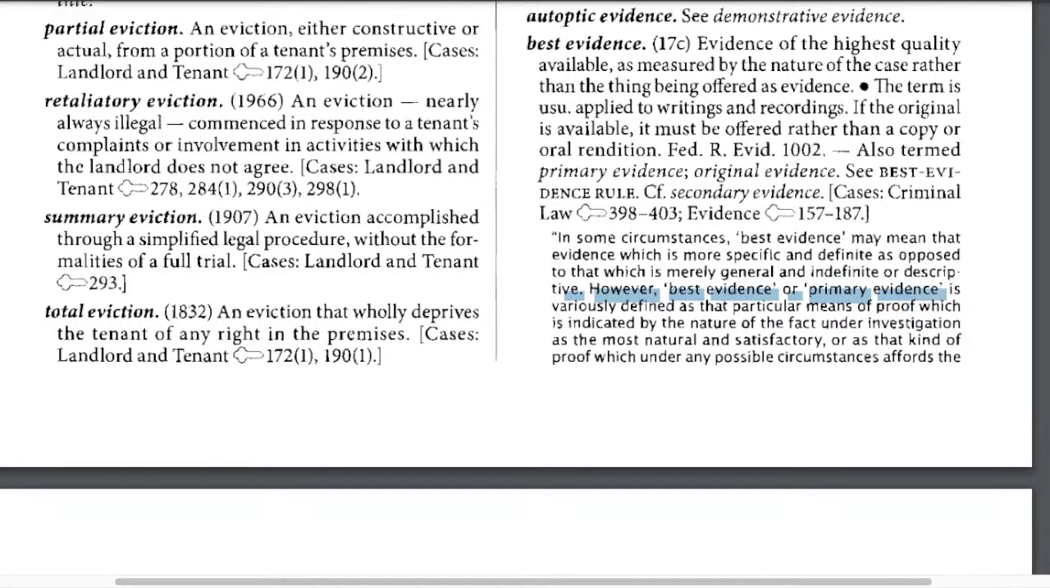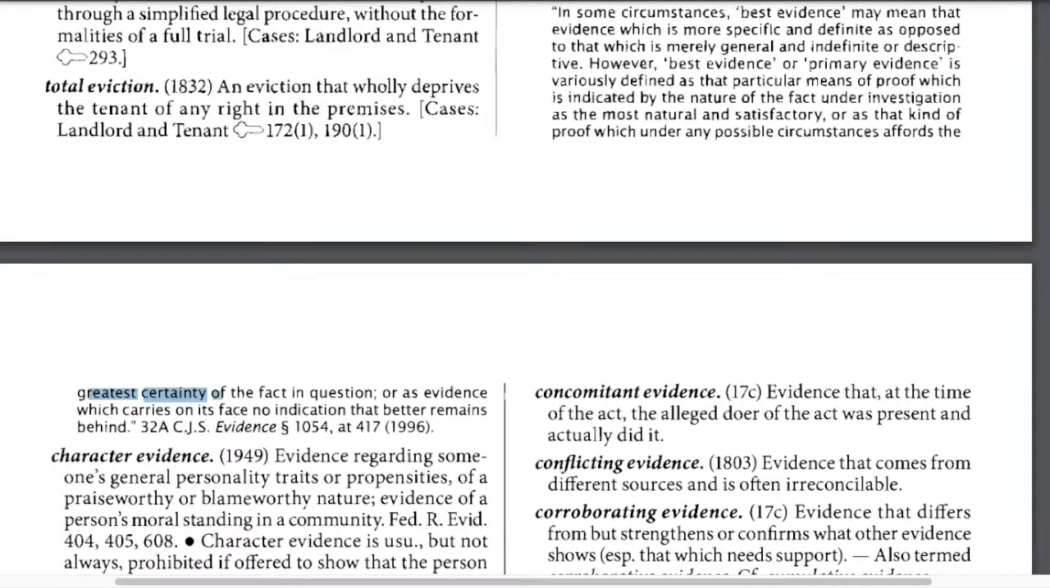However, best evidence or primary evidence is variously defined as that particular means of proof which is indicated by the nature of the fact under investigation as the most natural and satisfactory, or as that kind of proof which under any possible circumstances offers the greatest certainty of the fact in question, or as evidence which carries on its face no indication that better remains behind. Wow.